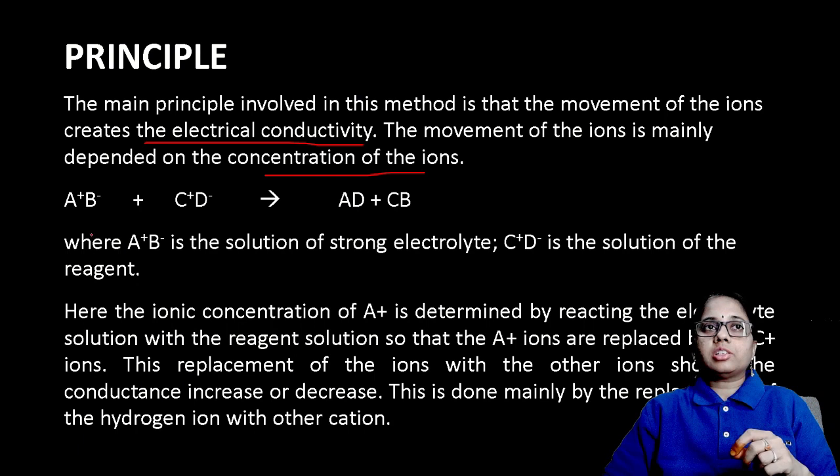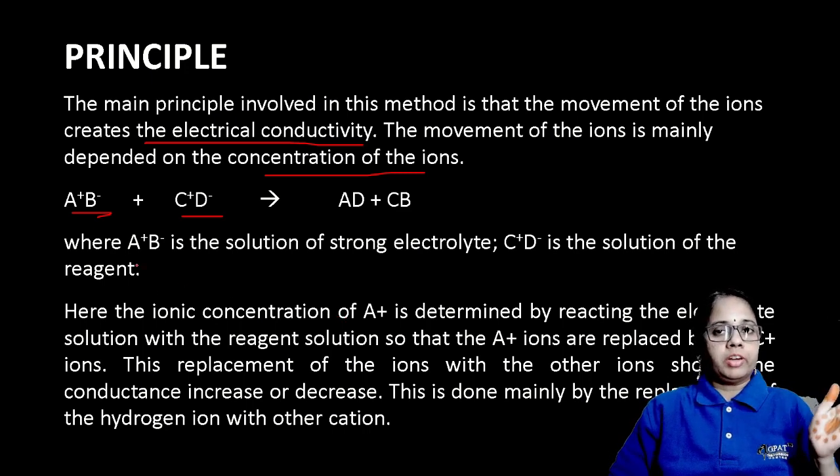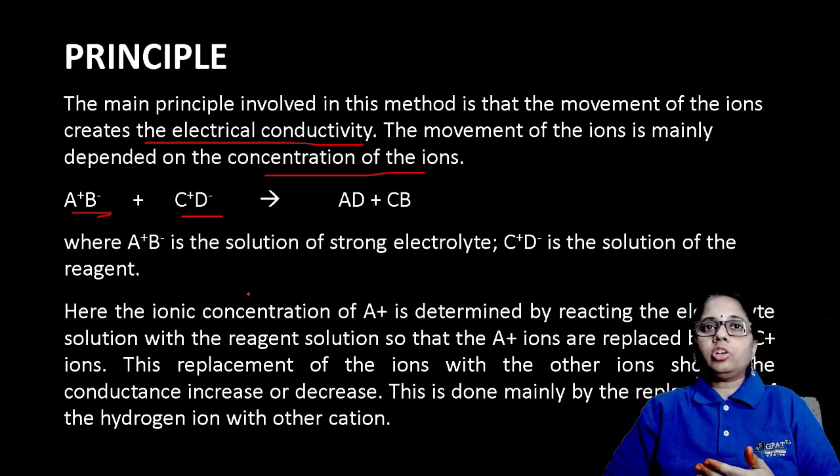For example, say A, B is a solution of a strong electrolyte, and C, D is the solution of the reagent. A and B are the electrolytes, so they can be divided into cations and anions. The ionic concentration of the A plus ions is determined by reacting the electrolyte solution with the reagent solution, that is, with CD.